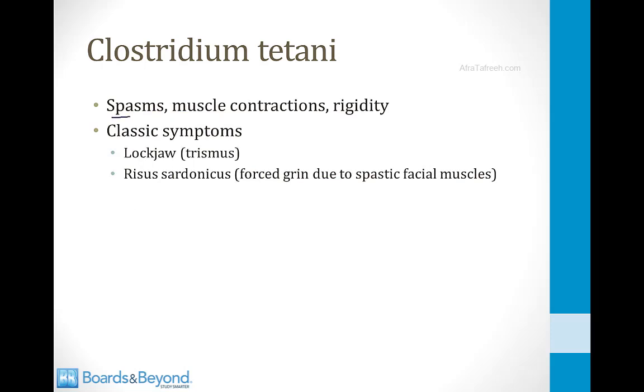So the symptoms are spasms and muscle contractions and rigidity, and there are a couple of classic symptoms you should know about. One is called trismus or lockjaw. This is when you can't move your jaw. Another one is called risus sardonicus. This is a forced grin from spastic facial muscles. You can Google this and see pictures of it. I always think of it as looking like the Joker in Batman. It's someone with a permanent smile because their muscles are contracted in their face and they can't relax them.